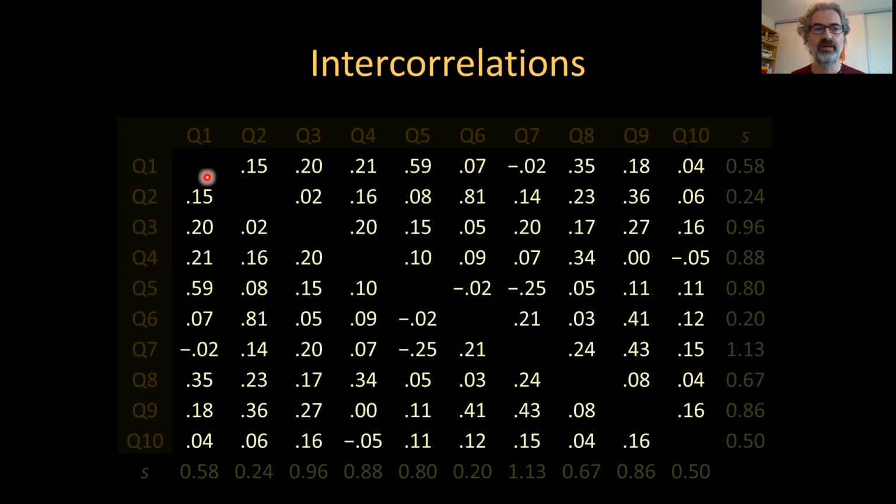10 by 10 is 100. So in the diagonal, which I have deleted, are the correlations of each item with itself. So Q1 with Q1, which is always equal to 1. So there is a bunch of ones here, which I have removed so you can more easily see the rest.